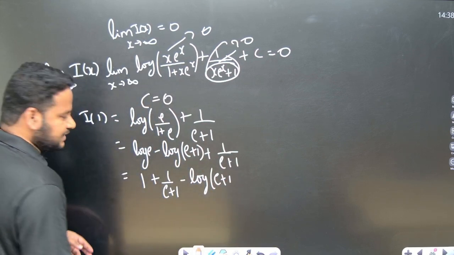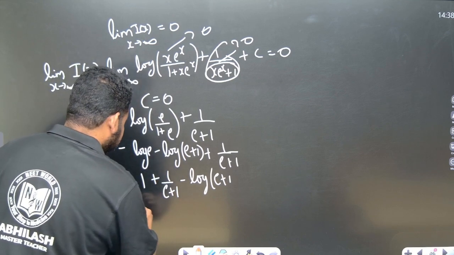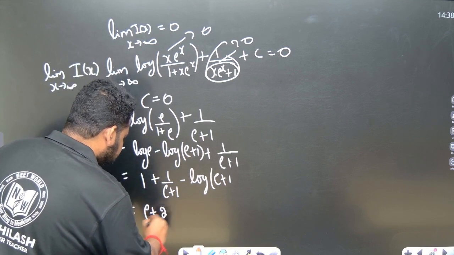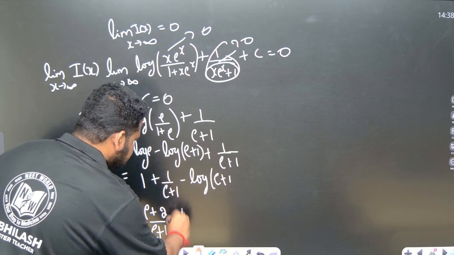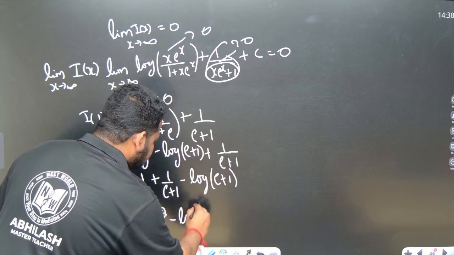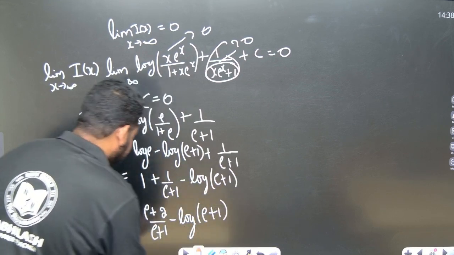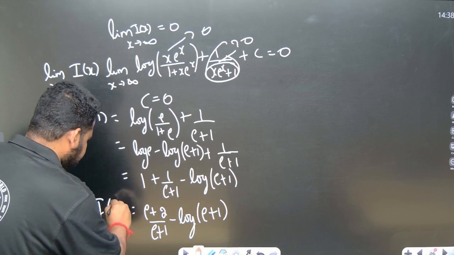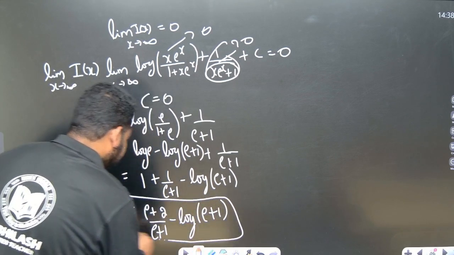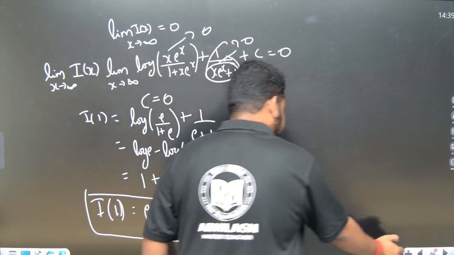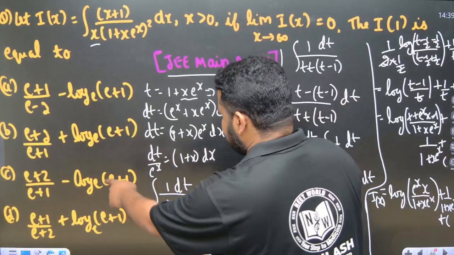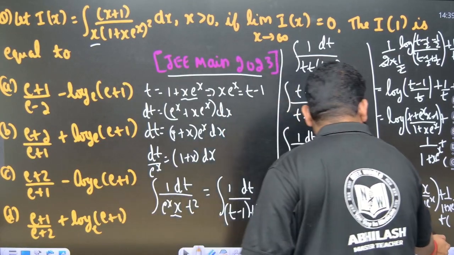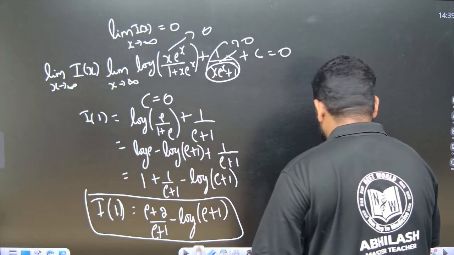If I take LCM, what will I get? e plus 1 plus 1, that will be e plus 2. So e plus 2 by e plus 1, minus log of e plus 1. This is I of 1, friends. This is what I get as the answer. So which is the option, friends? e plus 2 by e plus 1 minus log of e plus 1, that is option C.